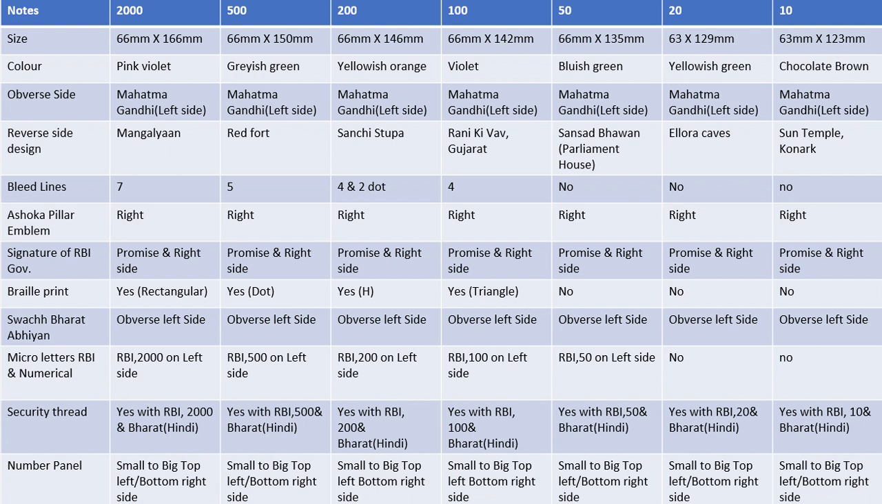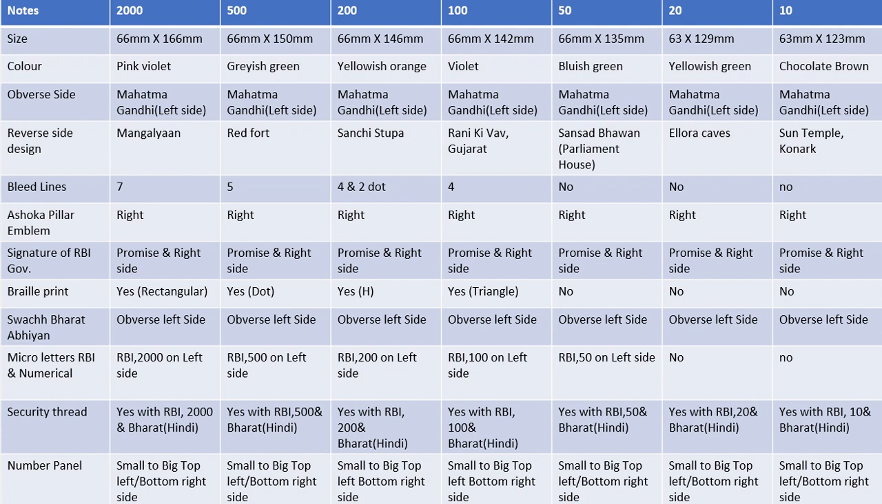Swachh Bharat Abhiyan is on the obverse left side of all the currency notes. Micro letters RBI and the denomination of the note are present on the left side, and in 20 and 10 these are absent. Security thread is present in all the currency notes with RBI and the denomination of the note and Bharat in Hindi.